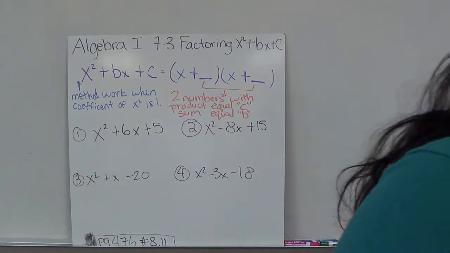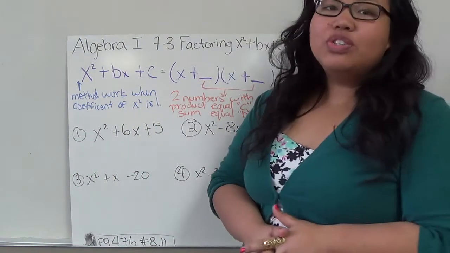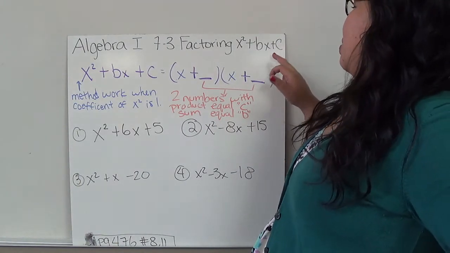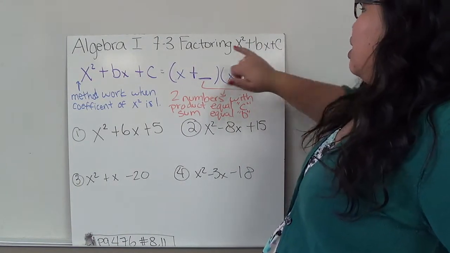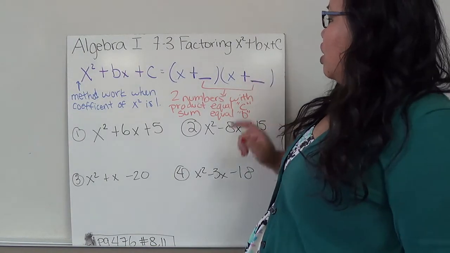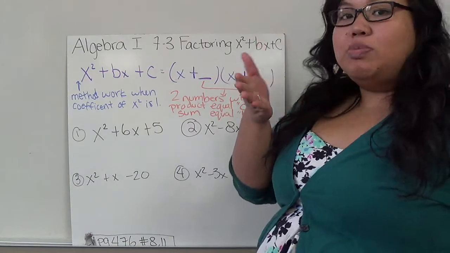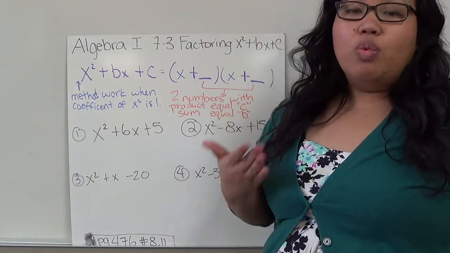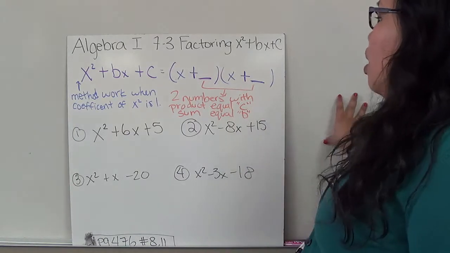In Algebra 1, Section 7.3, we're dealing with factoring x squared plus bx plus c. Basically, this is a quadratic equation, which means that the graph is a parabola, a U-shape. So we're not dealing with lines anymore, we're dealing with the U-shaped parabola.